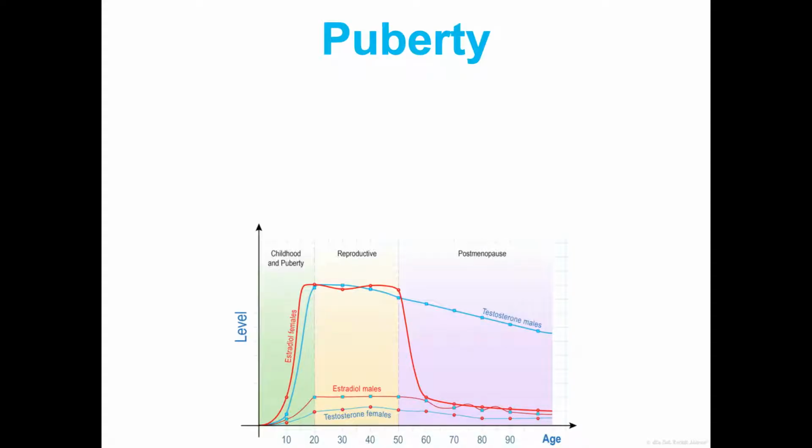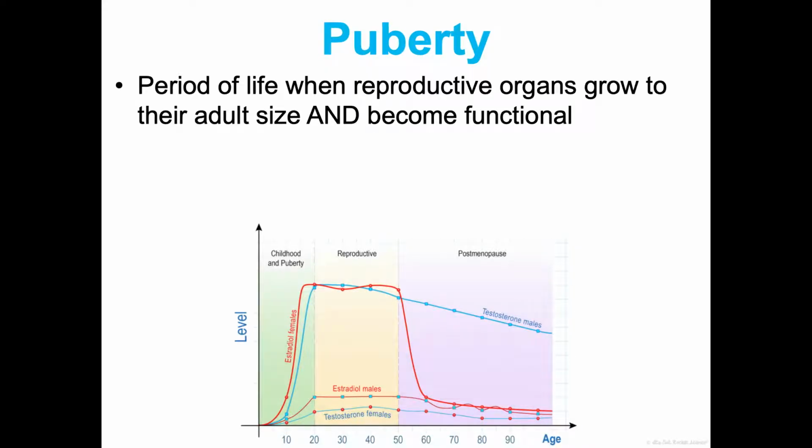So let's talk about puberty, everyone's favorite topic. Reproduction would not be possible prior to puberty. So this is a really, really important transition in the lives of males and females. Prior to this time in your life, you cannot reproduce. So it's a period of life when your reproductive organs are growing to their adult size and they're also becoming functional.